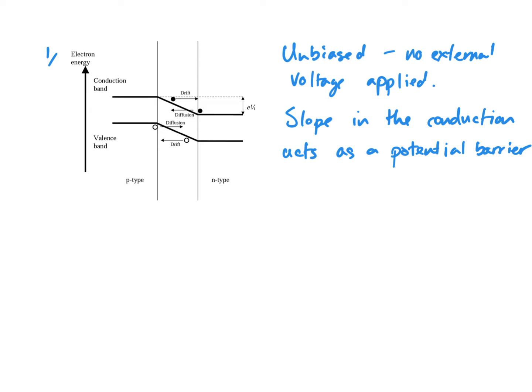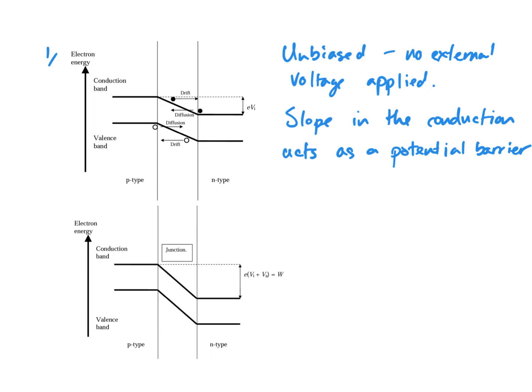So what happens if we do apply a voltage? Well, there are two ways we can apply a voltage. What we call reverse bias, where we're acting with the barrier that's already here to make it even harder for current, or forward bias, where we try and get rid of the barrier. So we'll start with reverse bias first of all. Once again, I'll insert a picture.